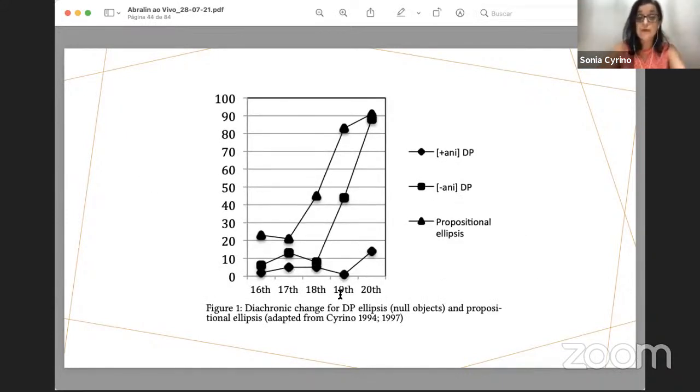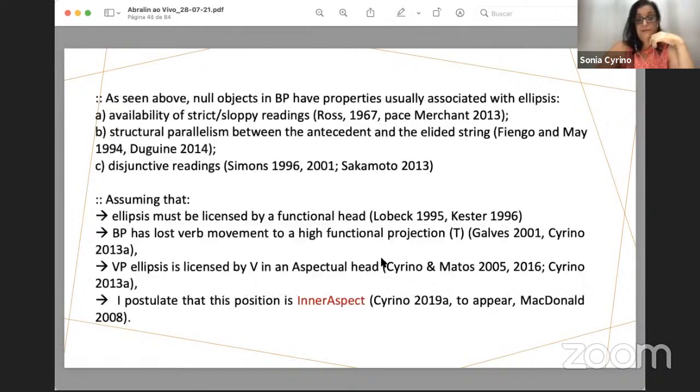So this is the figure where I show that propositional ellipsis goes together with the rise of minus-animate DP ellipsis, and the plus-animate doesn't follow the same path. So null objects have usually, in my proposal, been associated with ellipses because of the availability of strict and sloppy readings, because of the structural parallelism, and because of the disjunctive readings.